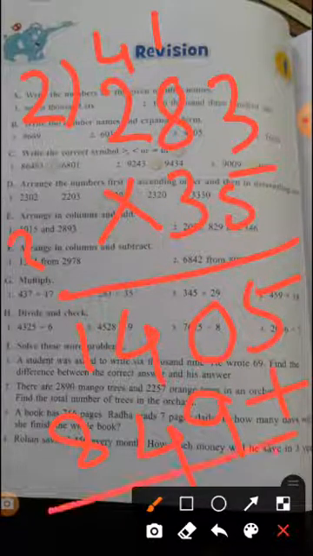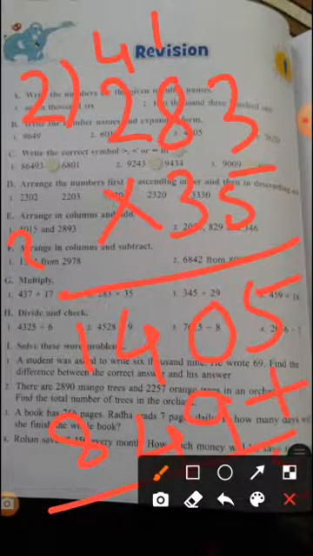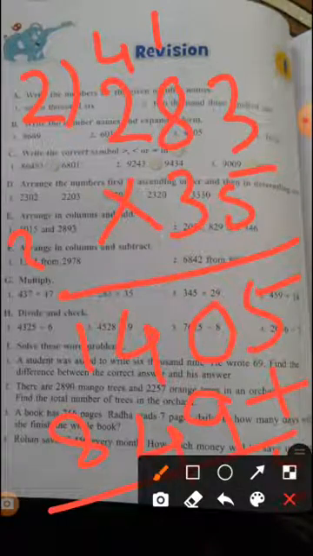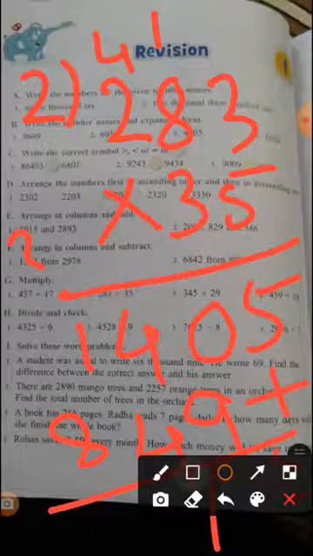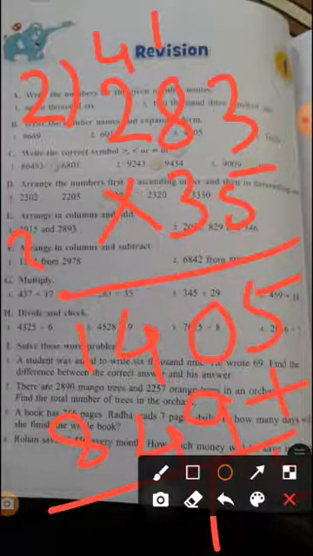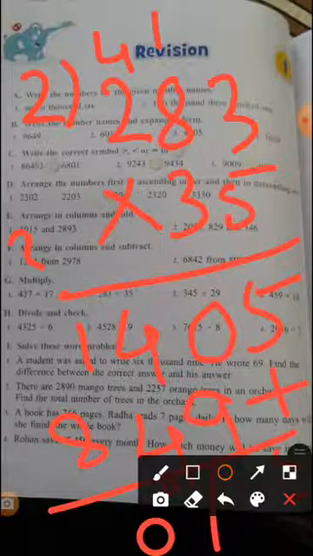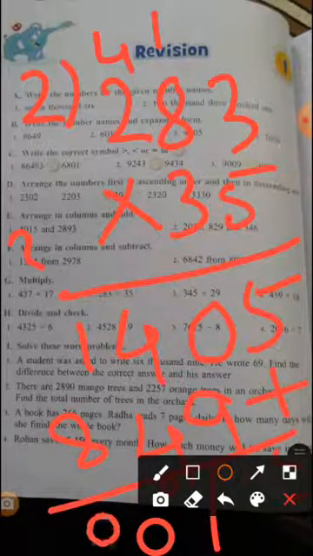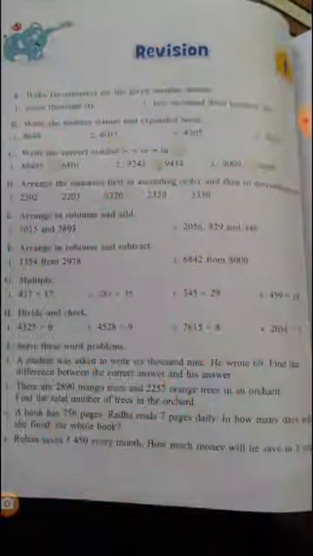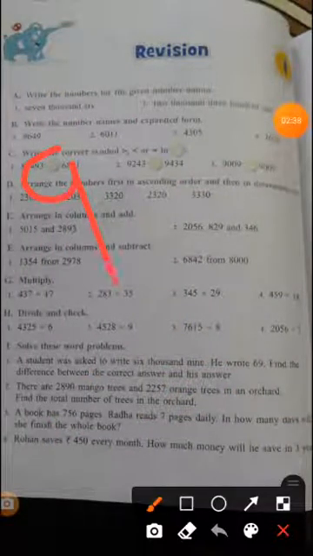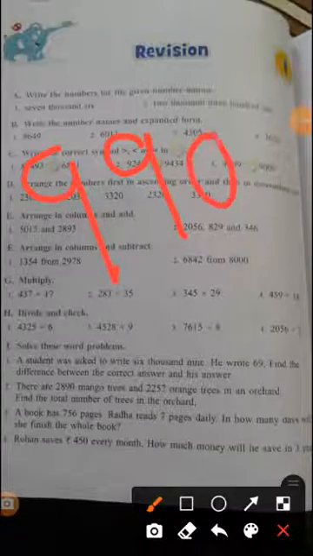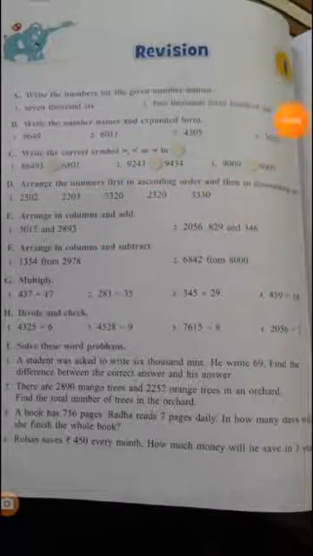The answer is 5 as it is. 9 as it is. 0 plus 9, it becomes 9. 4 plus 4, it becomes 8. 8 plus 1, 9. 9905 is the answer. Let us start with the third one.